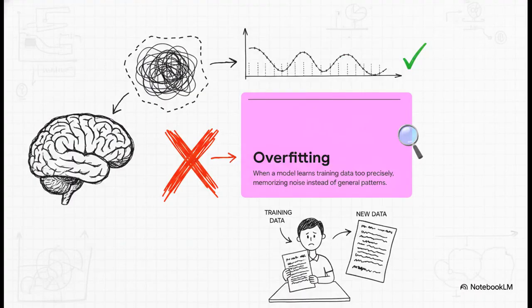This happens when a model learns the training data way too precisely, basically memorizing noise instead of recognizing the general patterns. Think of it like a student who perfectly memorizes the exact answers to a practice test, but completely fails the actual exam because the questions are worded just slightly differently.